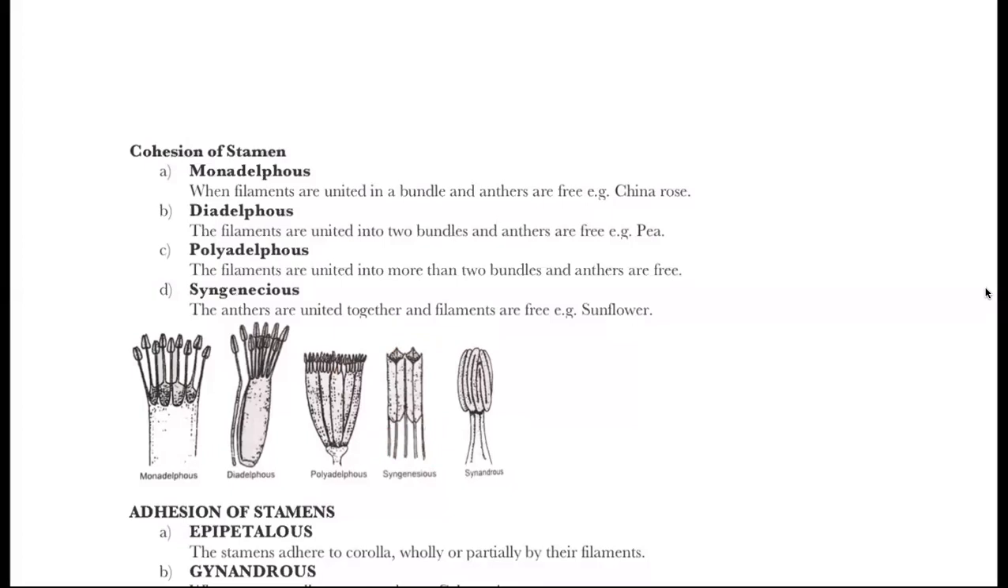Okay, so 4 types. Monoadelphous is when your filaments are in one big bundle and anthers are free. Diadelphous, when the filaments are in 2 bundles, anthers are free. Polyadelphous, when there are multiple bundles. And syngenous, when your anthers are united and the filaments are free. Okay?